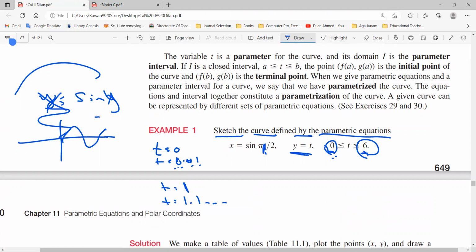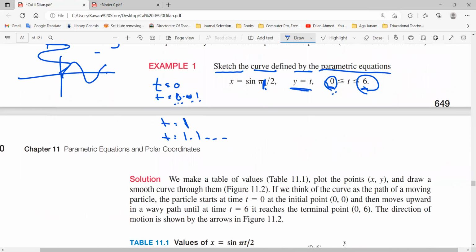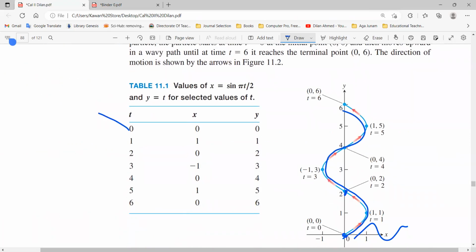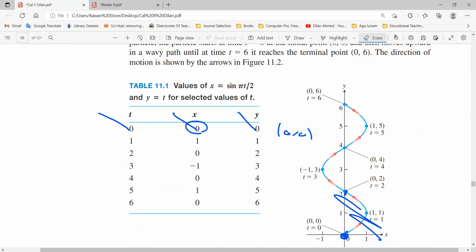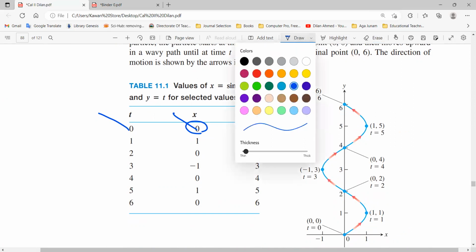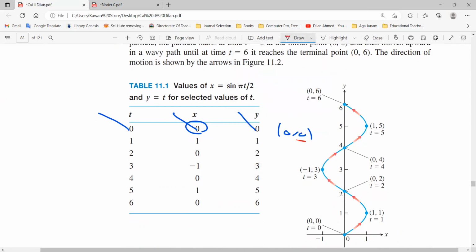When I put t equal to 1, I'll get sine of pi over 2. Sine of pi over 2 is equal to 1. You are right. Now you can see if t is 0, x will be 0, and y also will be 0. So I'll get the point 0, 0. Okay, now let me erase it and use the red pen, the red color, to get more. So here we are, 0 and 0.